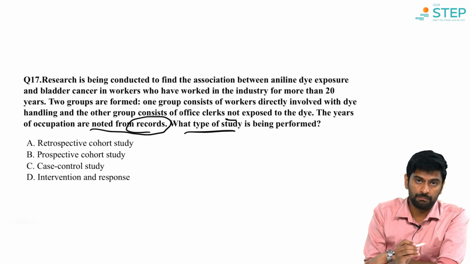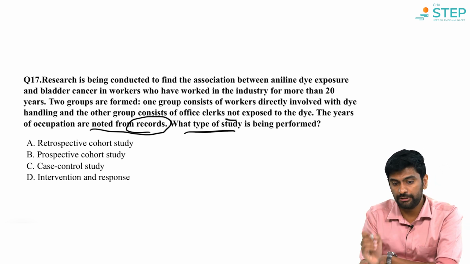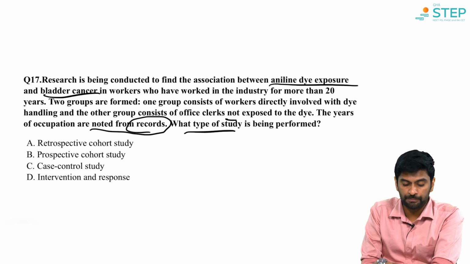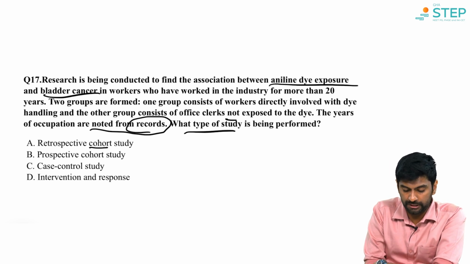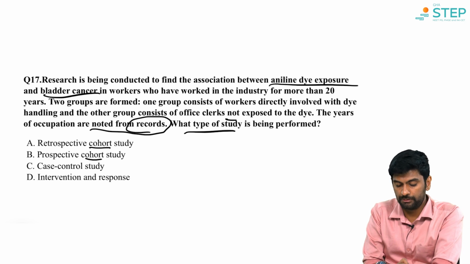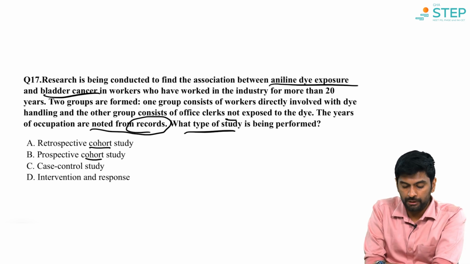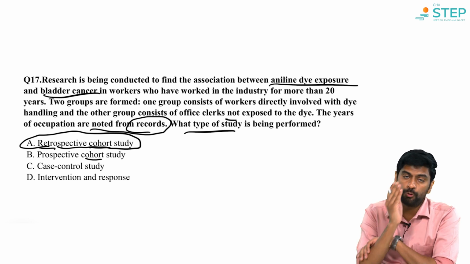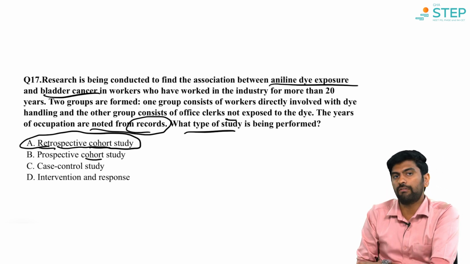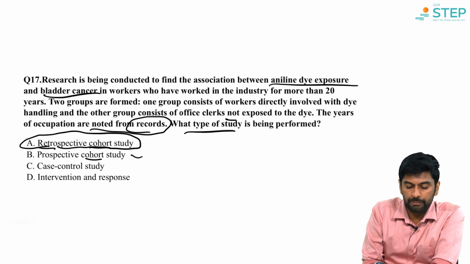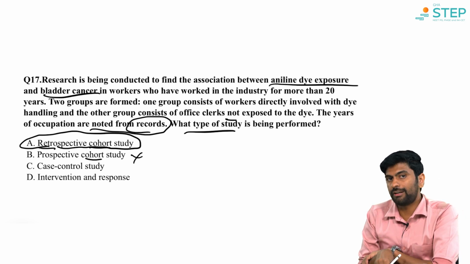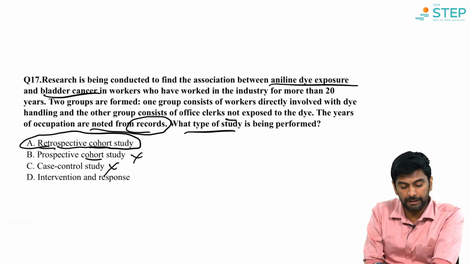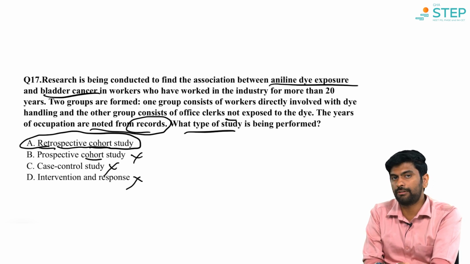Since we're going back in time to see the exposure leading to the disease being bladder cancer, exposure being aniline dye exposure, it's obviously going to be a cohort study. So it's either A or a B option. Now, since we're going back in time, it's going to be retro. So it is a retrospective cohort study because you're going to go back into the records and seeing currently if they have cancer or not. Prospective would not be this case here because they're not starting out right now with the exposure. They've already been exposed. Case control study doesn't apply here, and intervention and response, again, it's not a trial.